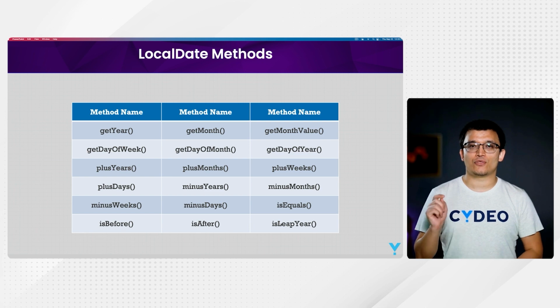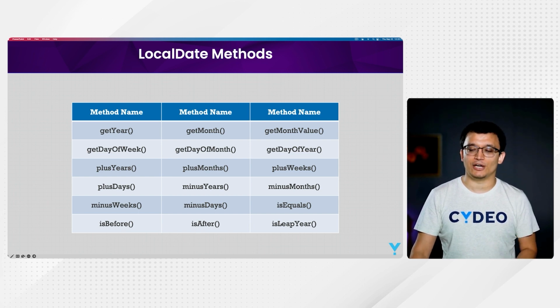Okay. So through the object, you can call those methods. We have get year, get month, get month value. Get year basically gets you the number of the year, get month gets you the name of the month, and get month value gets you the month's number. Okay, and we also have get day of week.